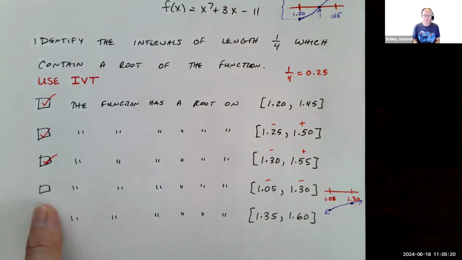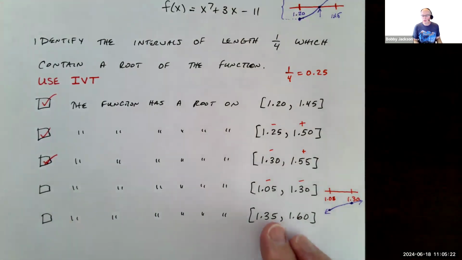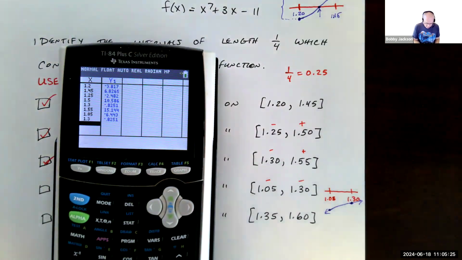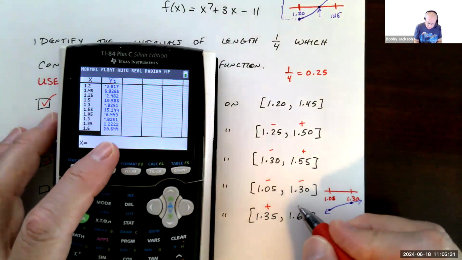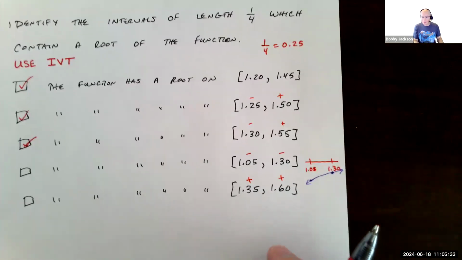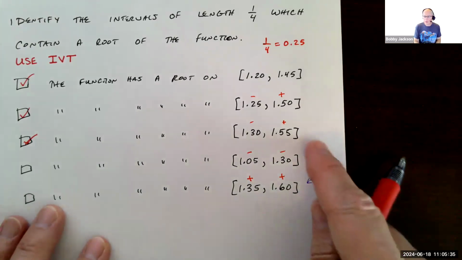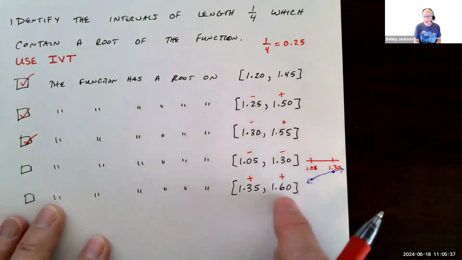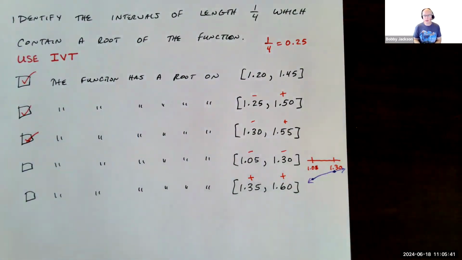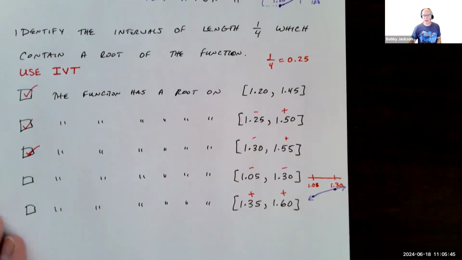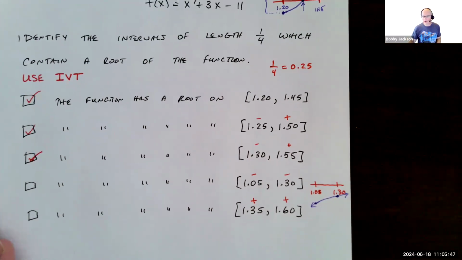Okay. So we'll do the last one, 1.35 and 1.6. At 1.35 it's positive, at 1.6 it's positive. Similar idea here, except instead of being below, we could be completely above. We don't have to cross the x-axis in between here, so I wouldn't check that box either. So that's all we're doing there, just checking using the intermediate value theorem. Hope this is helpful on this one.